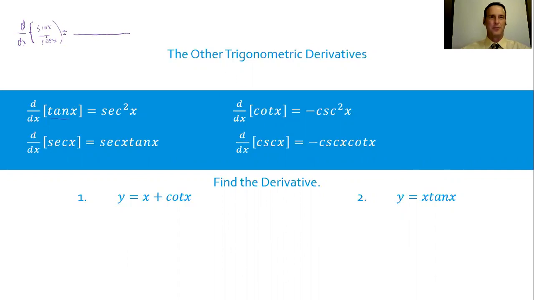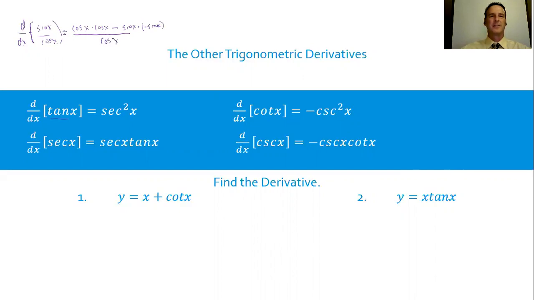I'm going to do the derivative of tangent in this form, and I'm going to use the quotient rule. So low times the derivative of the high, the derivative of sine is cosine, minus high times the derivative of the low, which is, the derivative of cosine is negative sine, all over low squared.